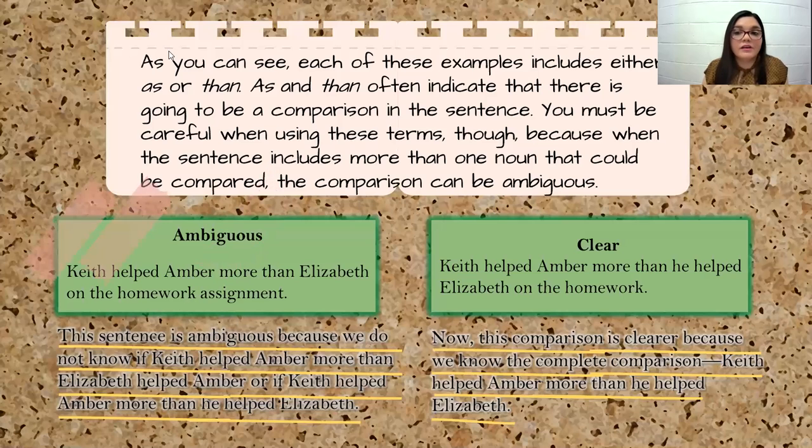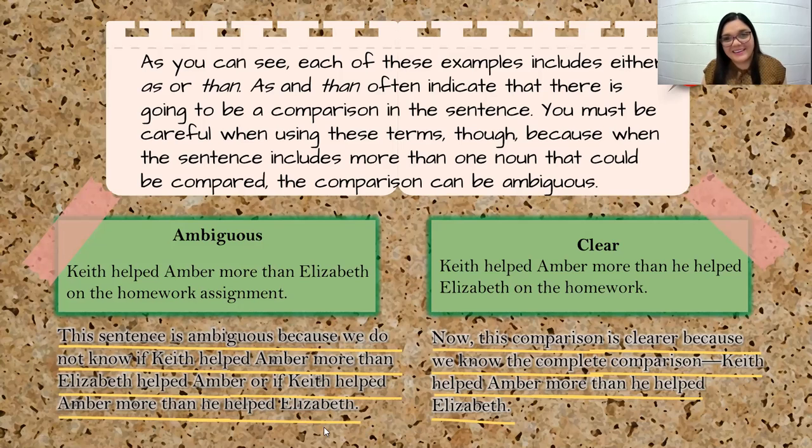Now, as you can see, each of these examples includes either "as" or "than." As and than often indicate that there is going to be a comparison in the sentence. You must be careful when using these terms, though, because when the sentence includes more than one noun that could be compared, the comparison can be ambiguous. And here you see an example. Keith helped Amber more than Elizabeth on the homework assignment. This sentence is ambiguous because we do not know if Keith helped Amber more than Elizabeth helped Amber, or if Keith helped Amber more than Elizabeth did.